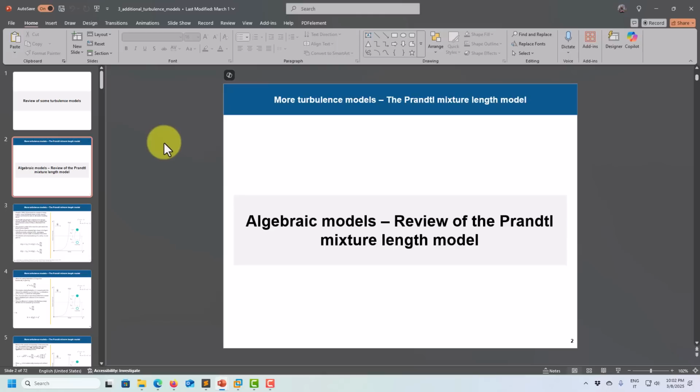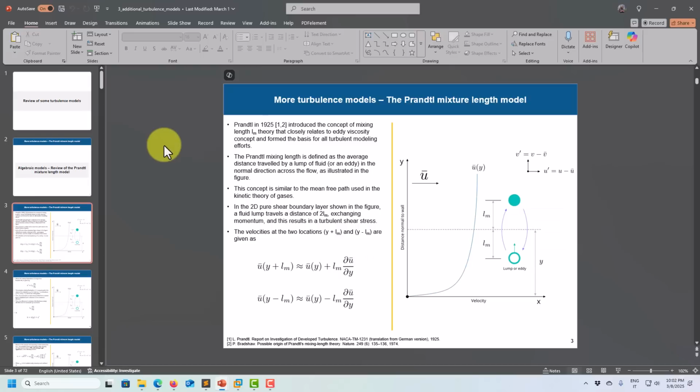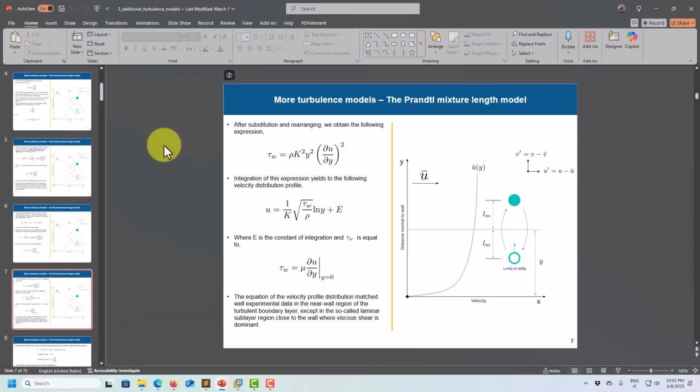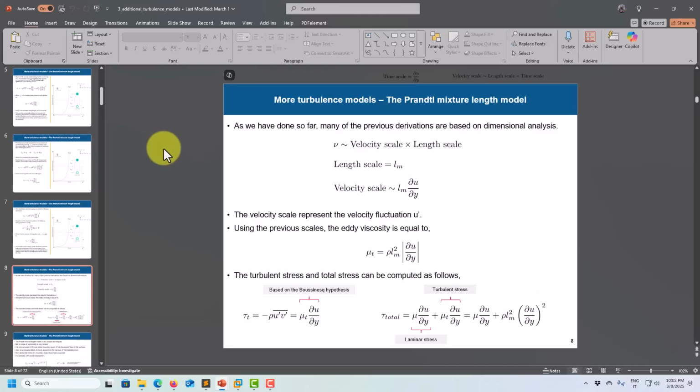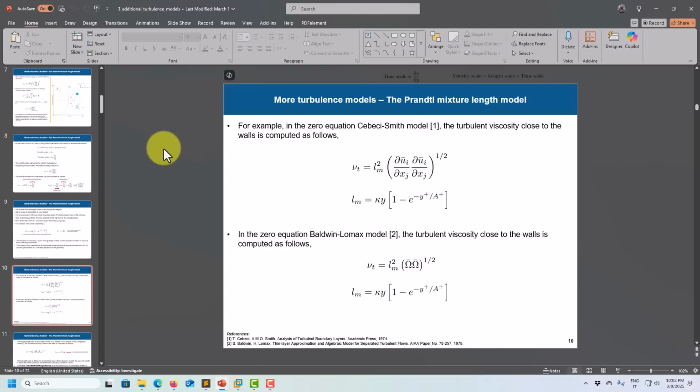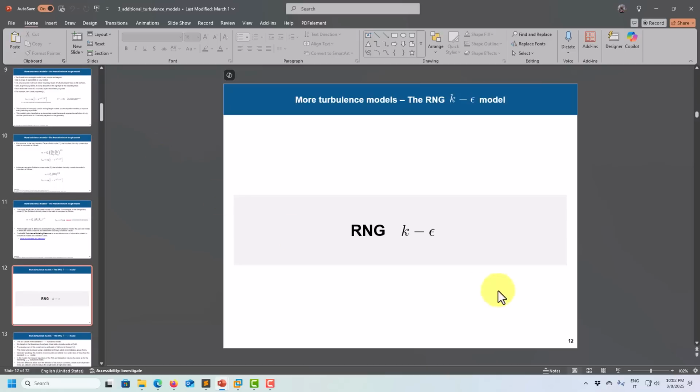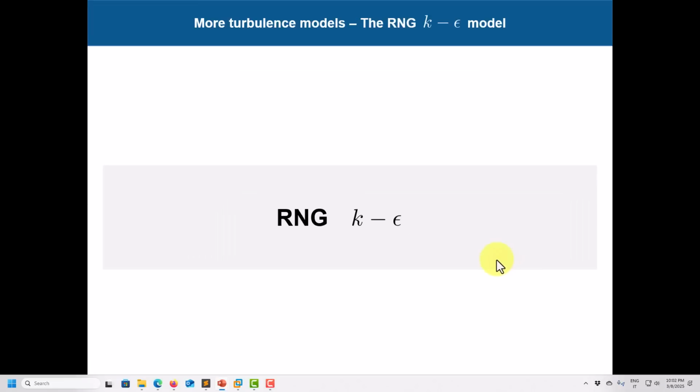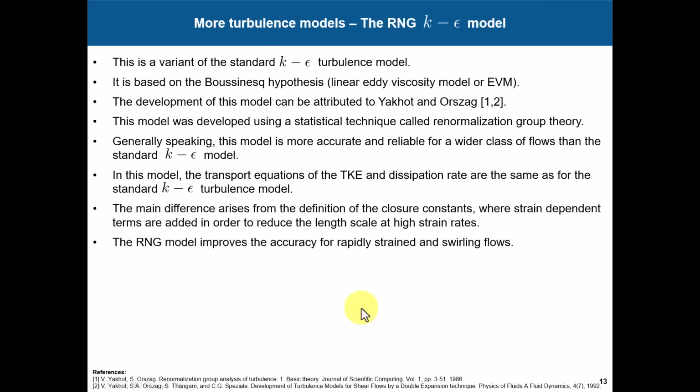And here we have the description of a few turbulence models. This one we don't have, this is algebraic. So from here you can also get an idea of the Boussinesq hypothesis and the other models and so on. But in any case, now here we go. We have the RNG K-Epsilon. So let's talk about this.